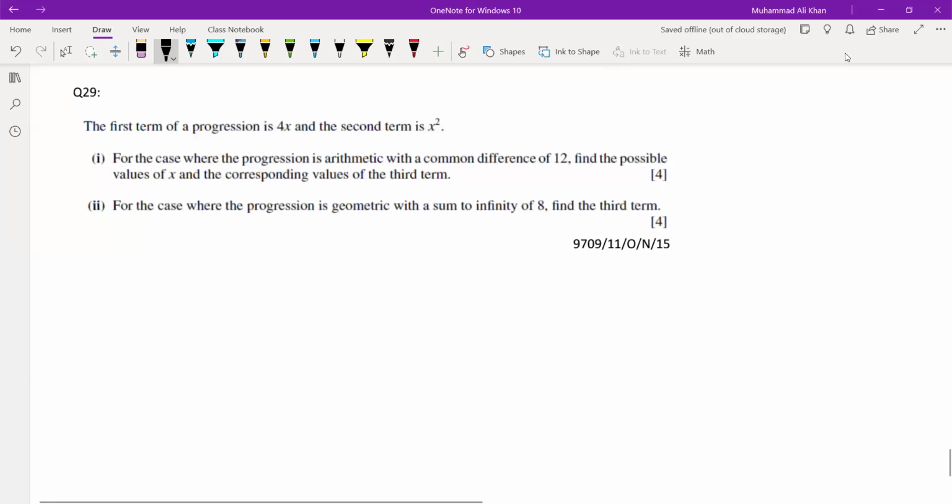Now what we have in this question number 29, the question is of October November 15 paper 1-1। The first term of the progression is 4x and the second term is x squared. In the first part, for the case where the progression is arithmetic, with a common difference 12, find the possible values of x and the corresponding values of the third term.